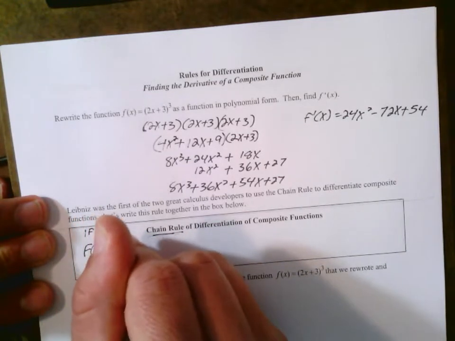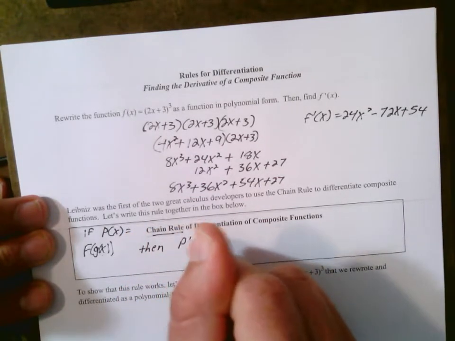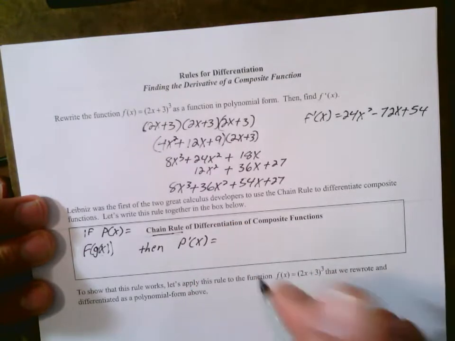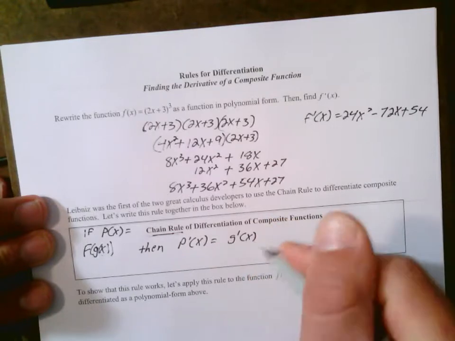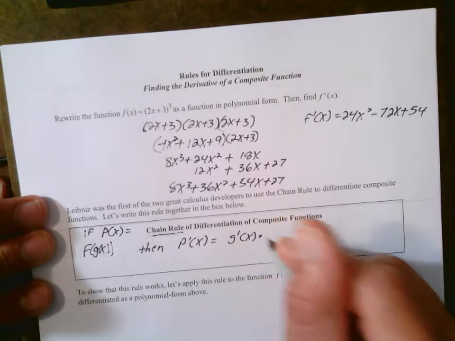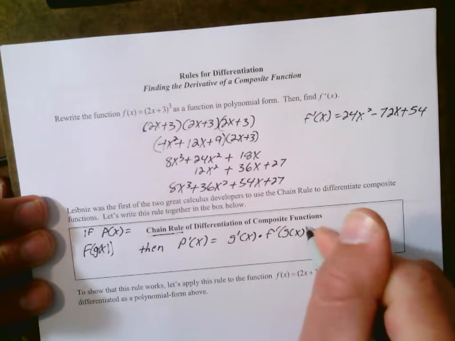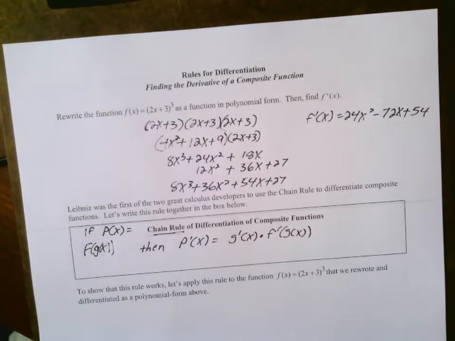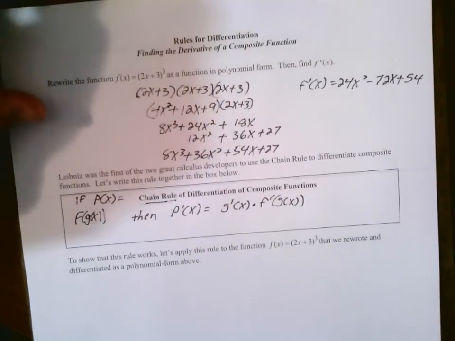big P of x equals f of g of x, then the derivative of P of x equals the derivative of the inside, g prime of x, times the derivative of the big function. The derivative of the inside times the derivative of the outside. So, you're probably very confused. A lot of people don't like the chain rule the first couple times they see it.